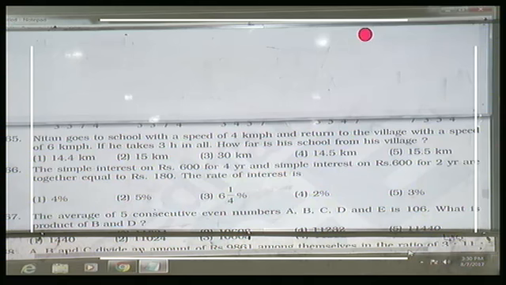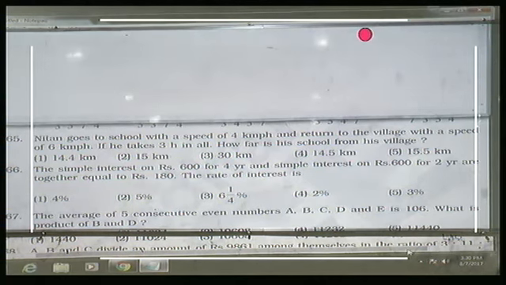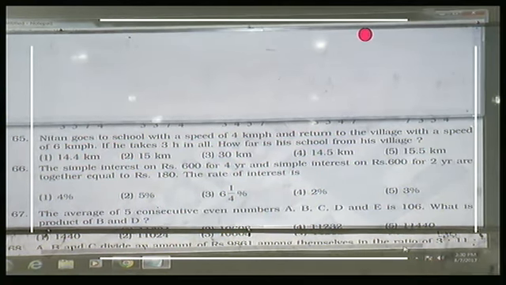Nitin goes to school with a speed of 4 km per hour and returns to the village with a speed of 6 km per hour. If he takes 3 hours in all, how far is his school from his village?